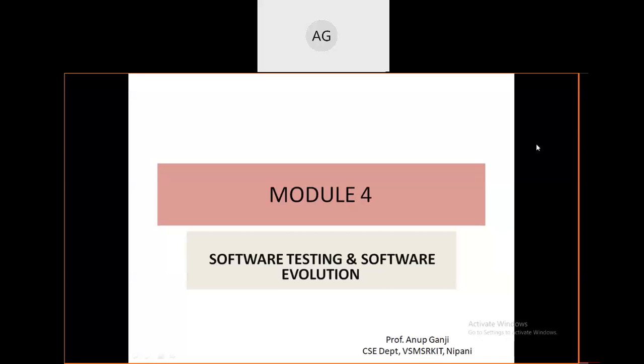Defect testing means finding the errors. Suppose the developer has developed the code. After developing the code, that part next goes to testing. Okay, the next process will be testing. In that testing, the tester finds the defects, meaning the errors, in whatever modules he has developed.